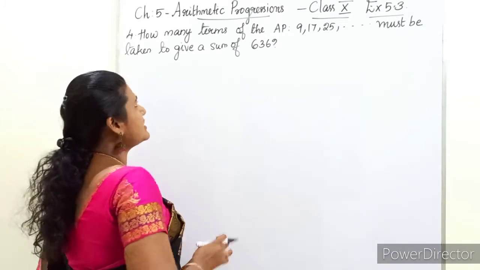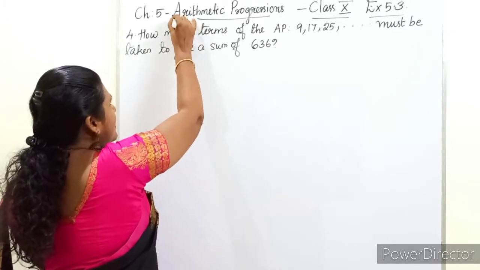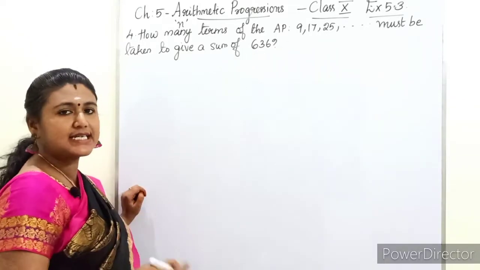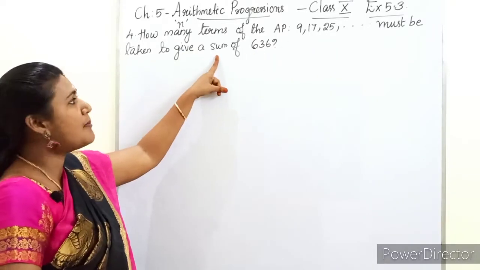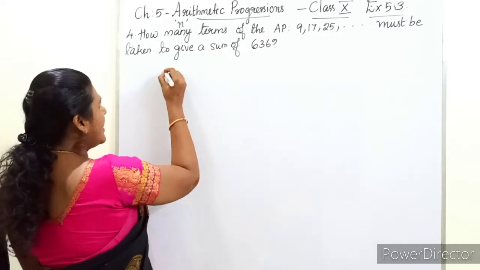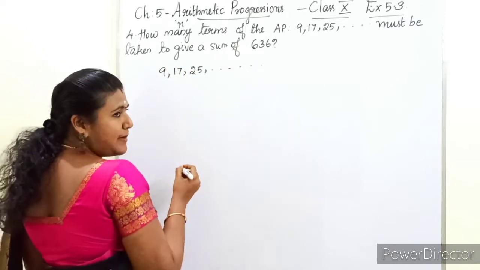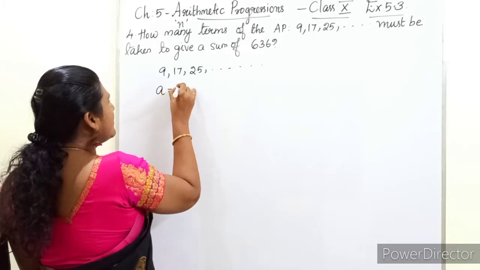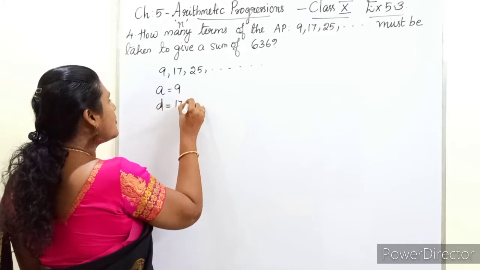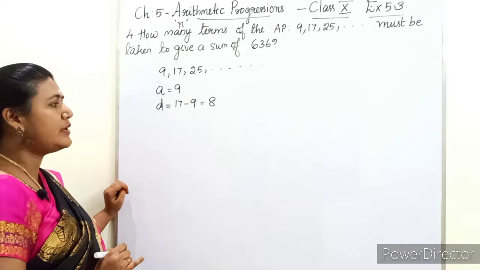So in this question, what we have to find is how many terms, that is the value of n. The AP is given, and what is this 636? This is the sum of n terms. Sn is given as 636. So we will start with the AP 9, 17, 25, etc. From this we can write the first term: A value is 9 and D is equal to A2 minus A1. So 17 minus 9 is equal to 8.